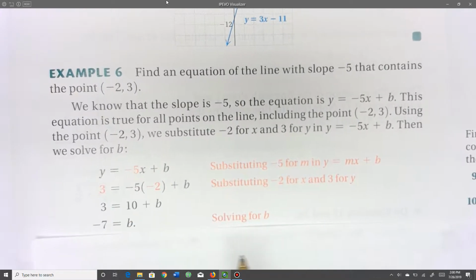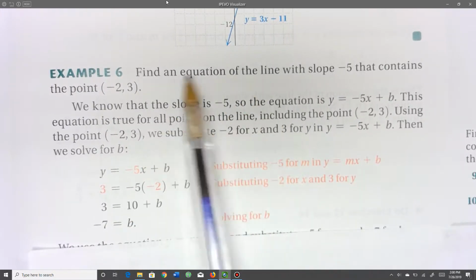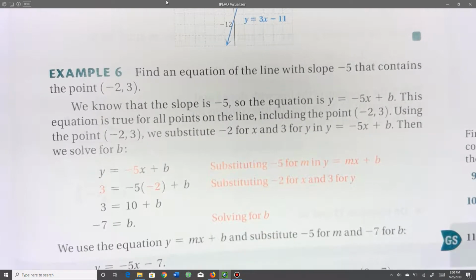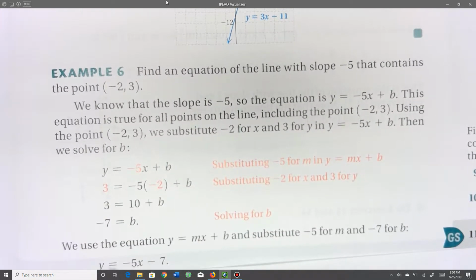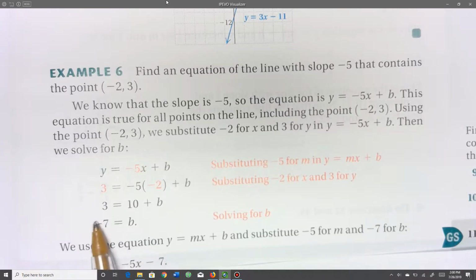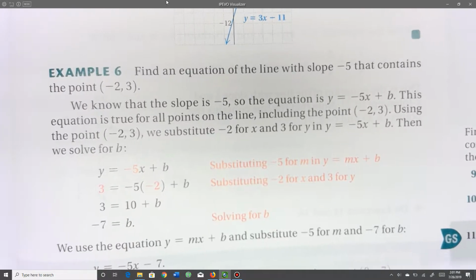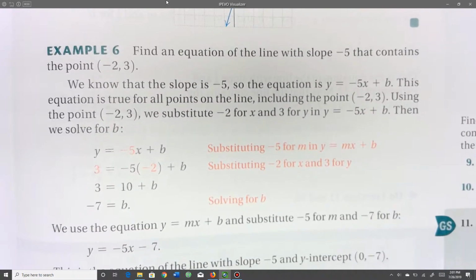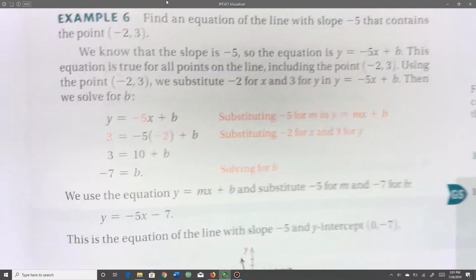You're not done yet, remember, because they ask you for an equation. So you just go ahead and rewrite this part here, except now you know the y-intercept. Just substitute that in there, and you have your equation. Okay, there. All right, and that was objective B.